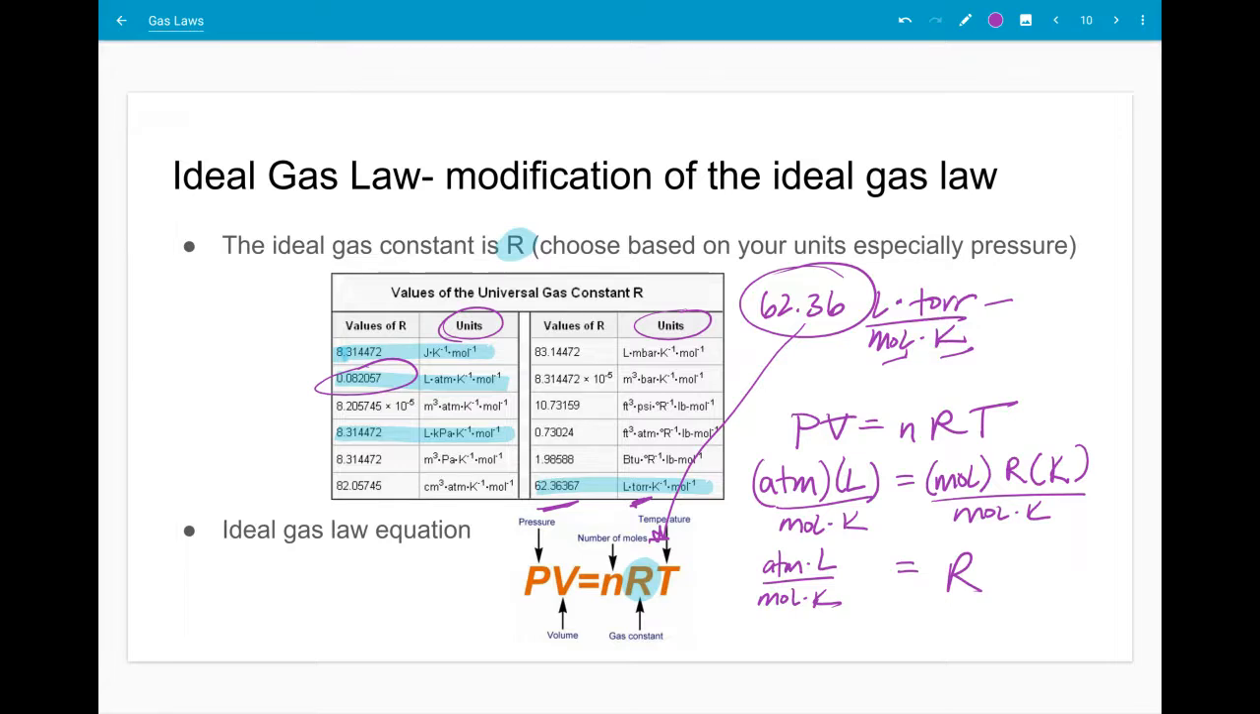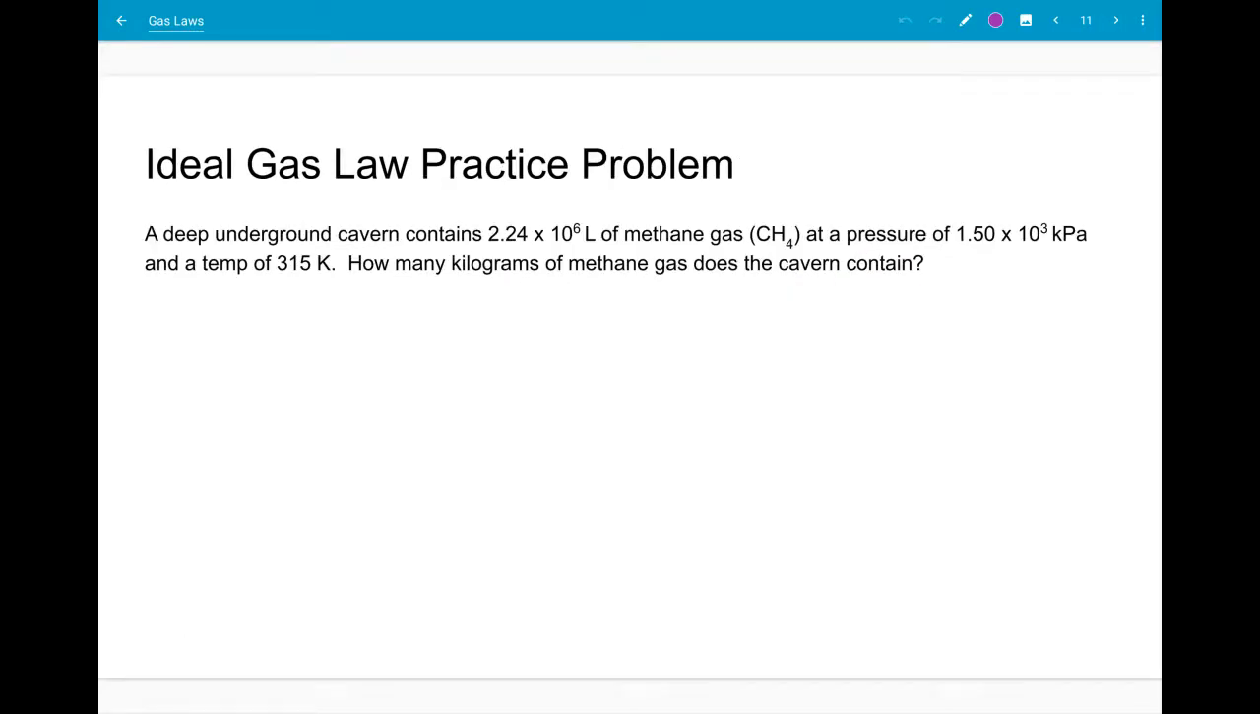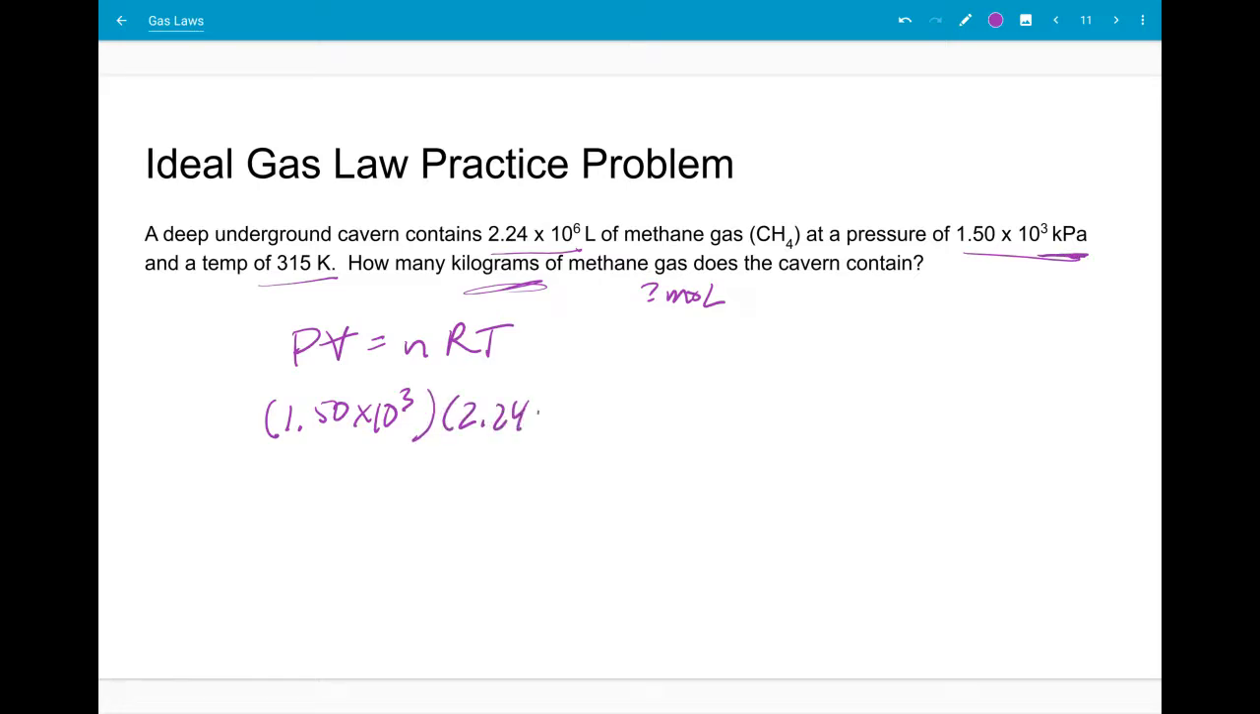So let's try one of these. So this is a little bit more difficult ideal gas law problem. Notice we have one volume, one pressure, one temperature. Whenever you're asked grams or kilograms, you're going to probably have to find moles first. So that's what we're going to do. So we take PV equals nRT. We take our pressure. And I notice that my pressure is in kPa. My volume is already in liters.